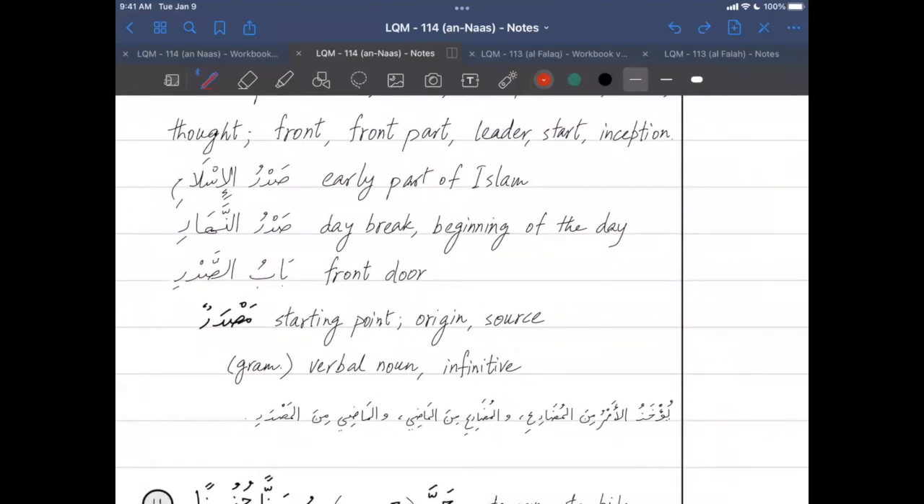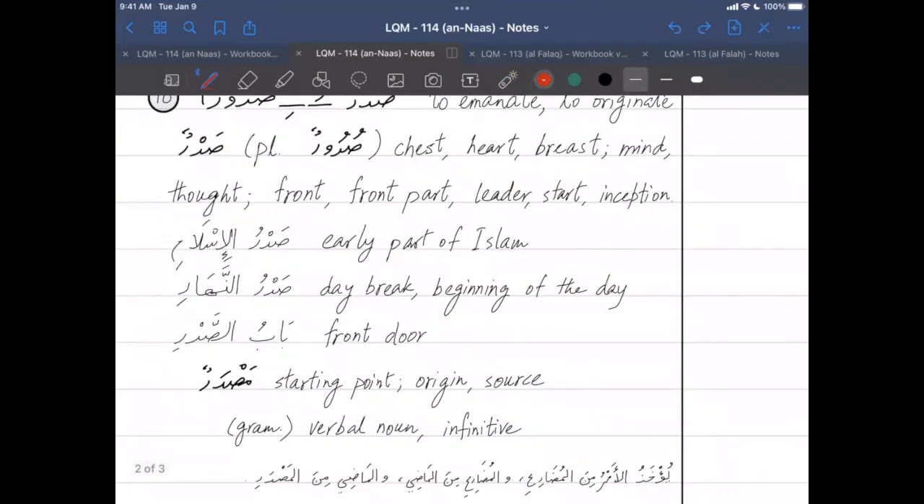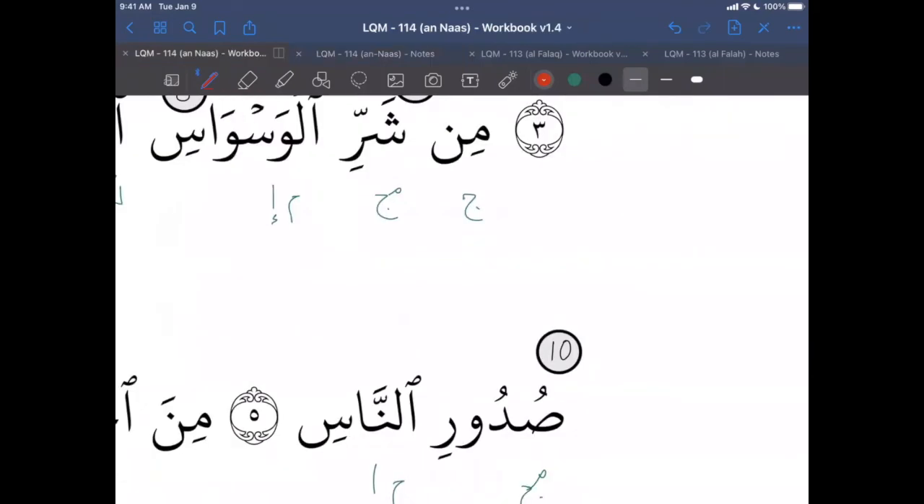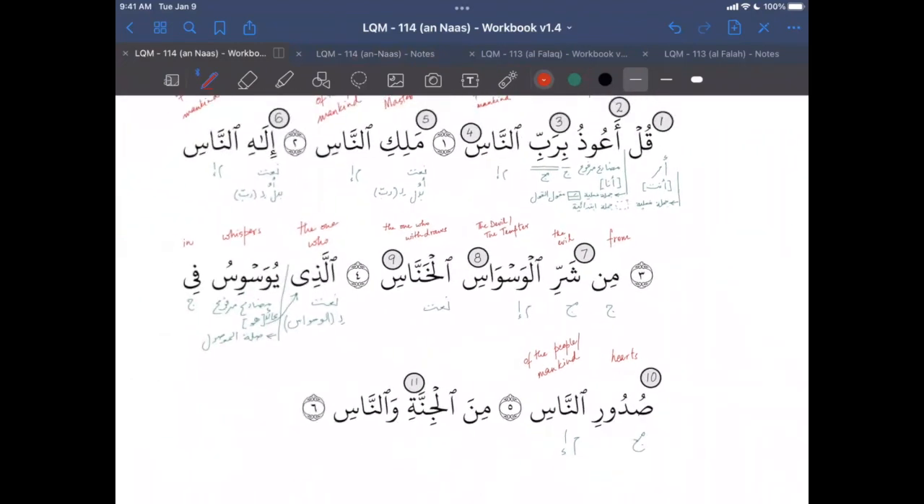So anyway, here the word that we are dealing with is sudur, which is a plural of the word sadr, which basically means heart or chest. Okay, so let's capture that meaning, inshallah. From the one who whispers in the hearts of the people or mankind. Alladhi yuwaswisu fi sudur-un-Nâs, the one who whispers in the hearts of the people or mankind.